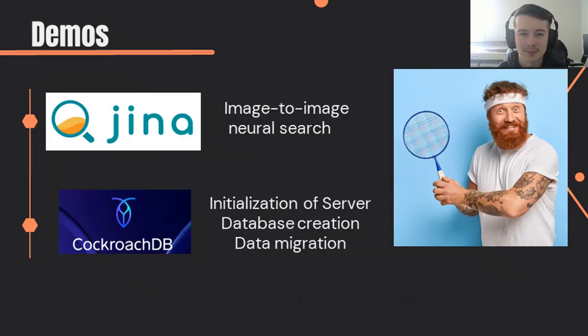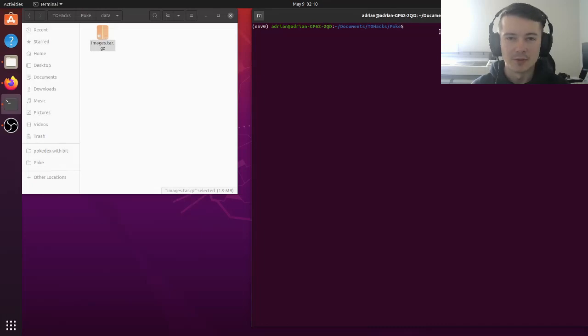We'll now go over our demos. The first demo will be using Jina to go over initialization and image-to-image neural search. The second demo will be using CockroachDB and will cover the initialization of the server, database creation, and data migration. For the Jina demo, the first thing we need to do is acquire the reference images.